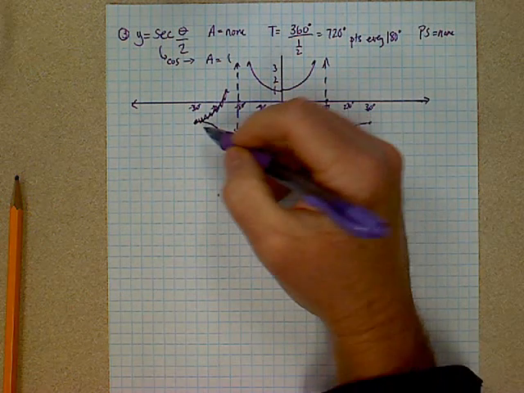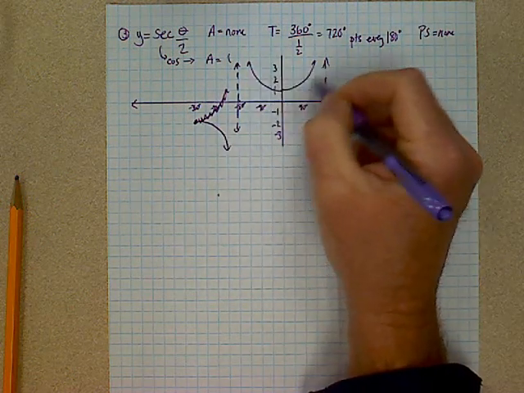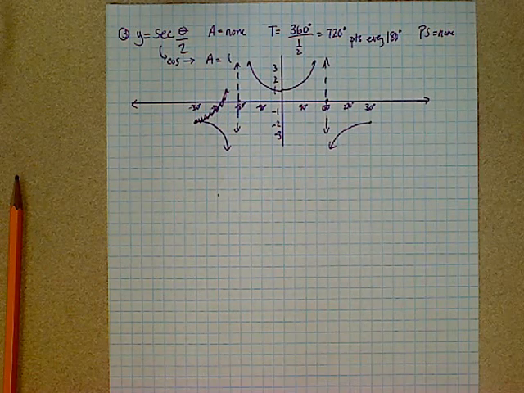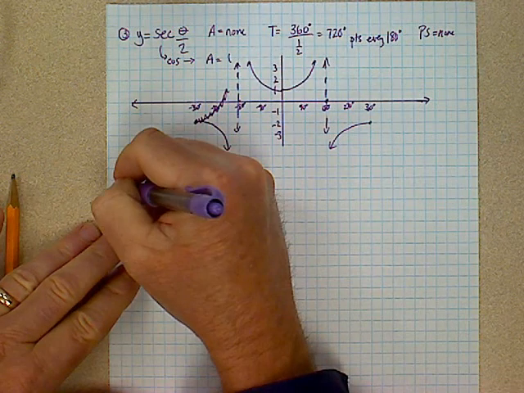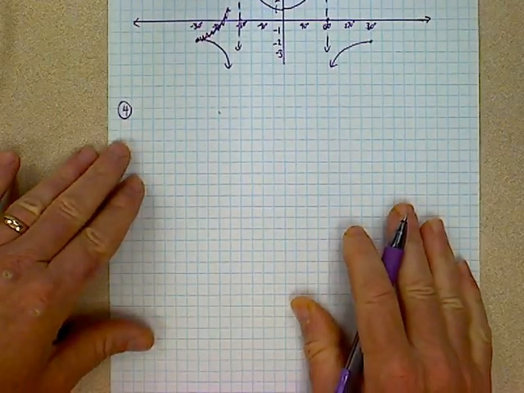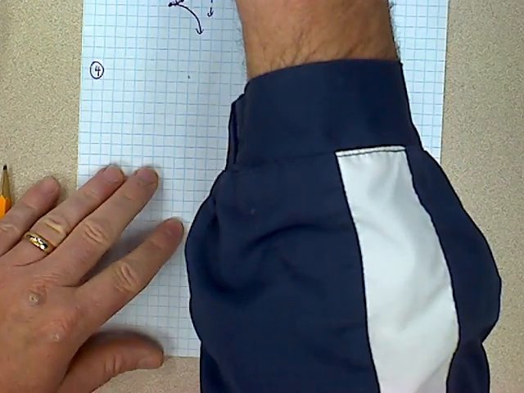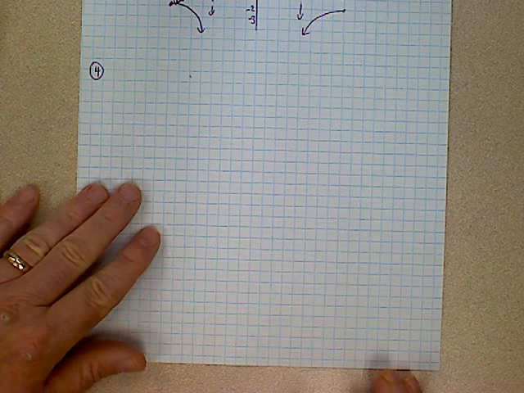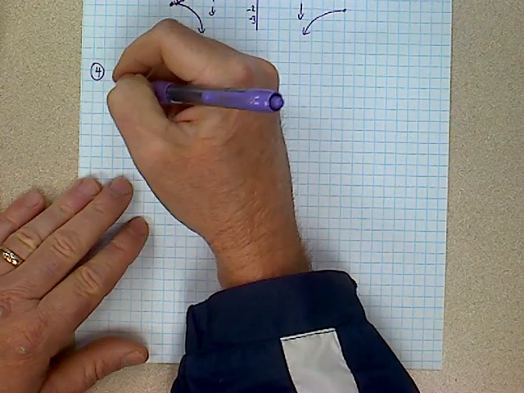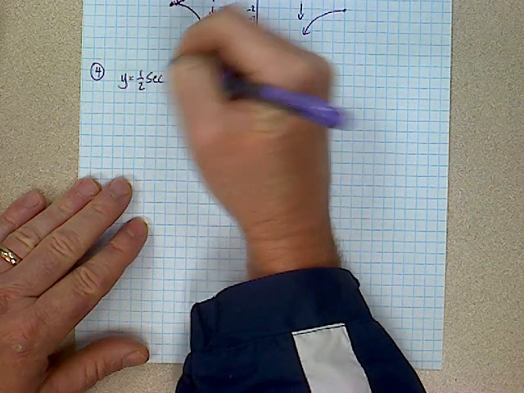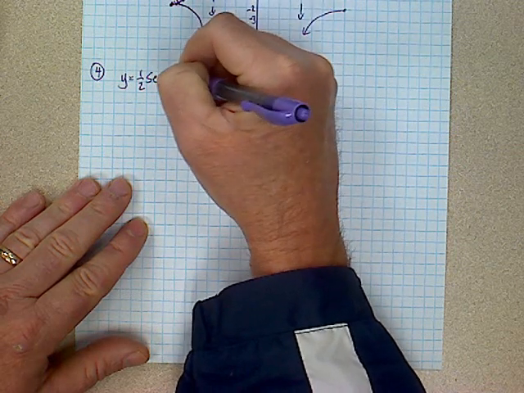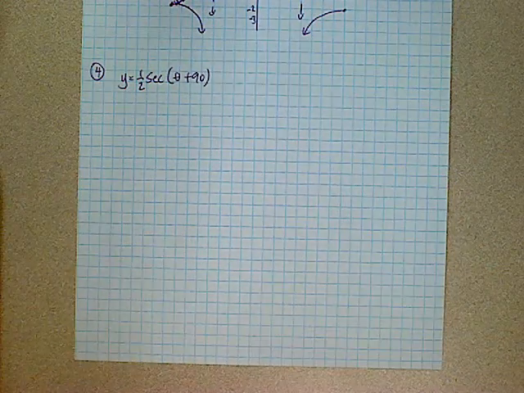But again, you can see where this branch is coming down here. We got this coming up here, this branch coming here, and we will have it for secant theta. All right, pretty easy one there, not too bad. Let's do one more. So this will be example number 4 now. So example number 4 is going to have on it y equals 1/2 secant of theta plus 90.